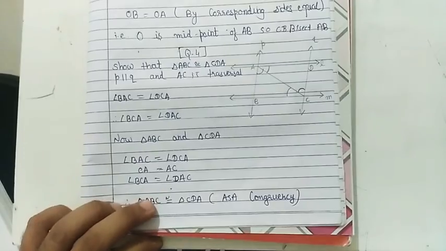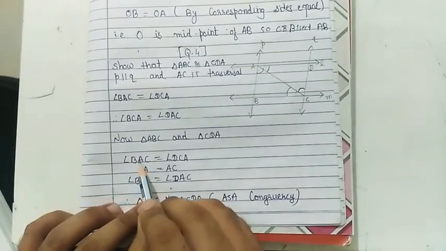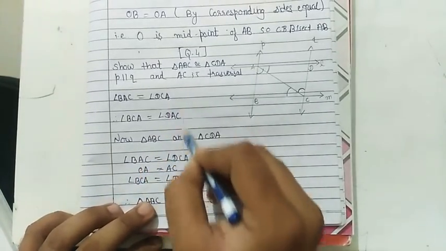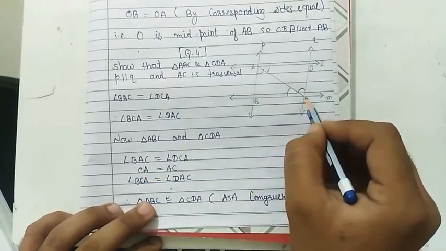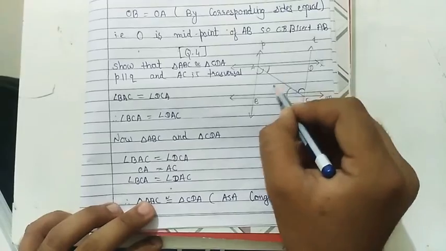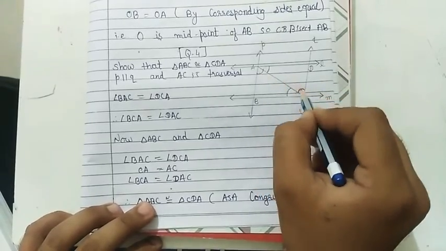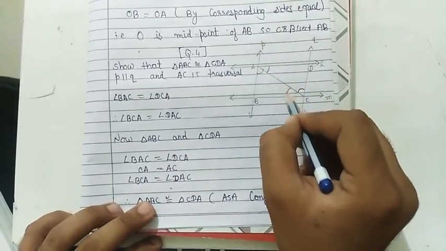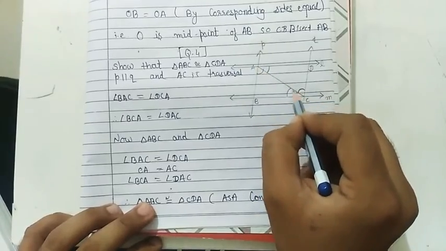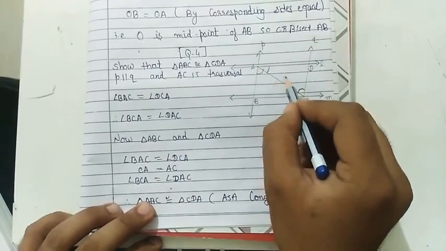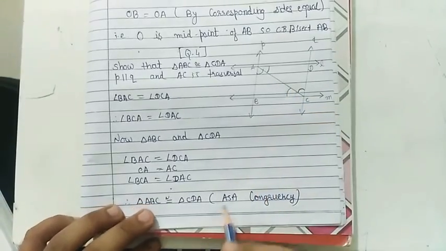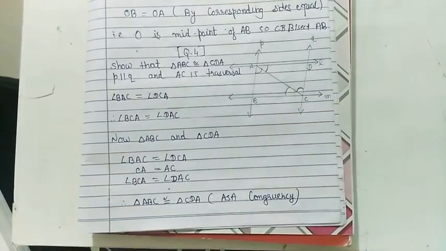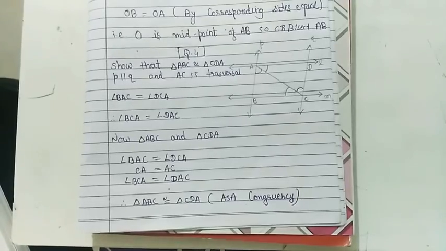Now in triangles ABC and DCA, angle BAC equals angle DCA, that we already wrote. CA is equal to AC, because if we consider these two triangles, these two corresponding angles are the same, and this one side is also common in both triangles. So angle-side-angle is proved. Angle-side-angle congruency is proved over here. So we can say that these both triangles are congruent. So the question is finished over here.